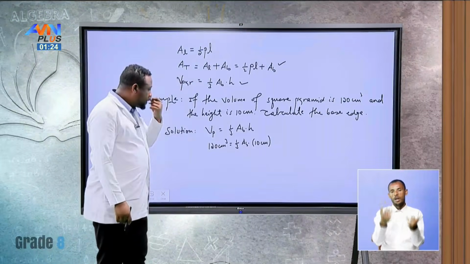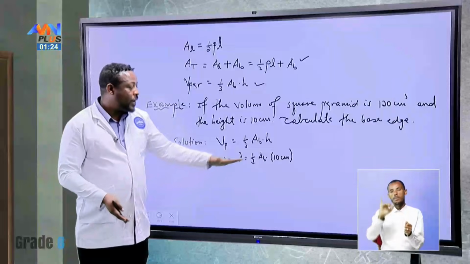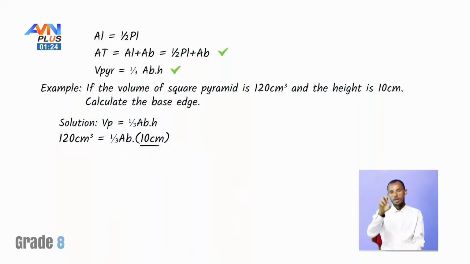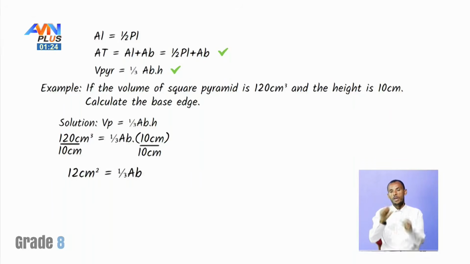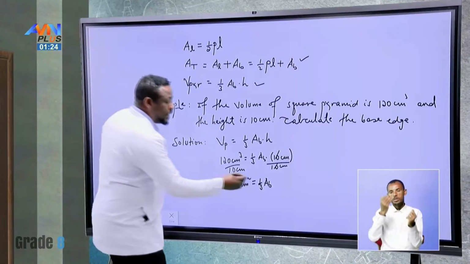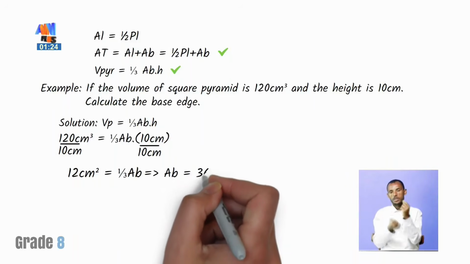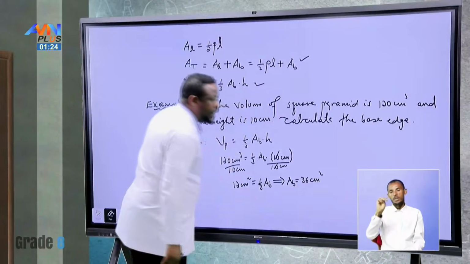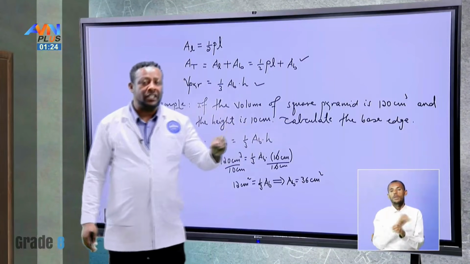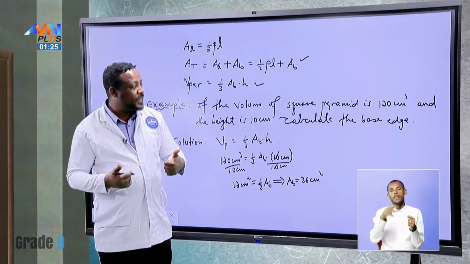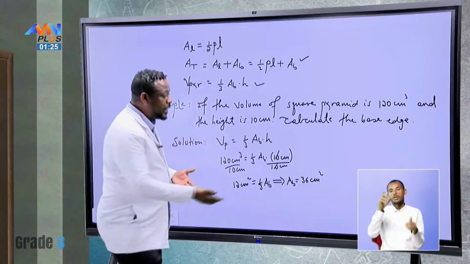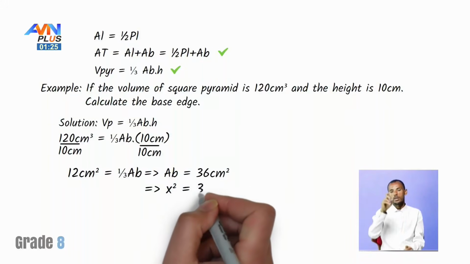Now to make things easier, divide both sides by 10. The left-hand side becomes 12 centimeter square. This is equal to 1/3 of area of the base. Now, multiply both sides by 3. The area of the base becomes 36 centimeter square. Now the question is calculating the base edge. Since the pyramid is a square pyramid, the base is a square. So if x is the side, then area of the base becomes x square. So x square is equal to 36 centimeter square.